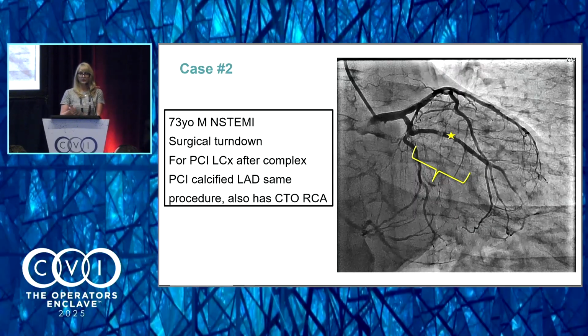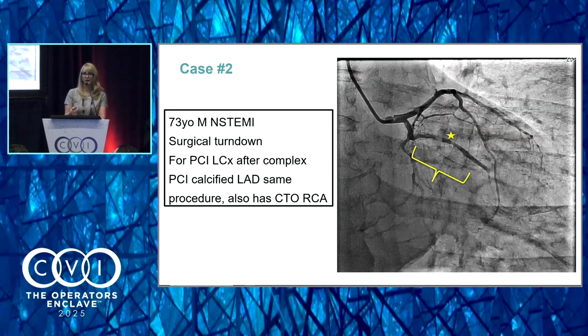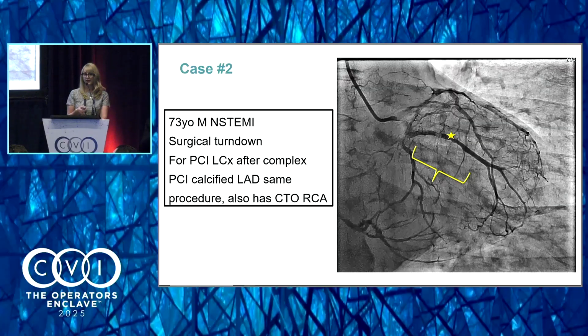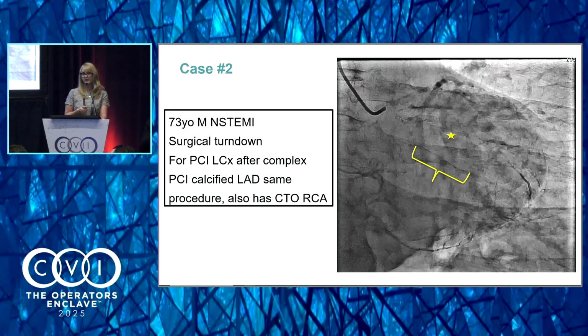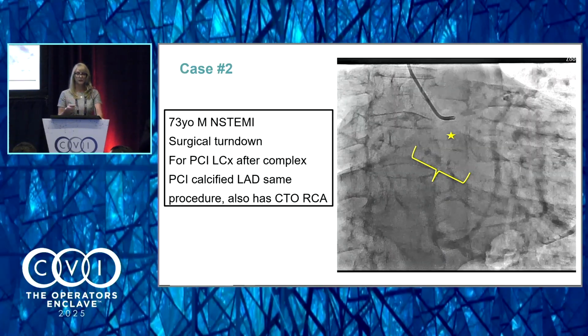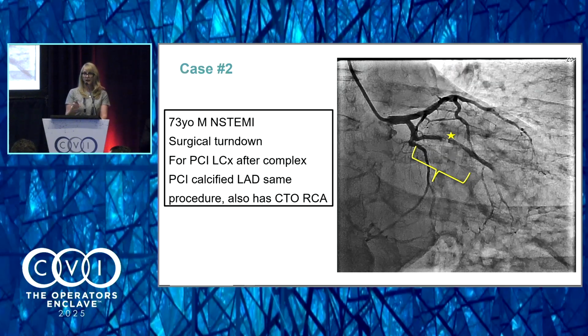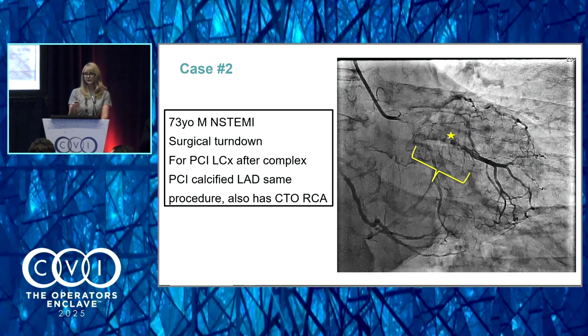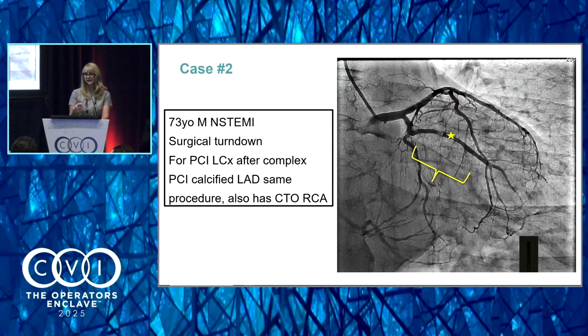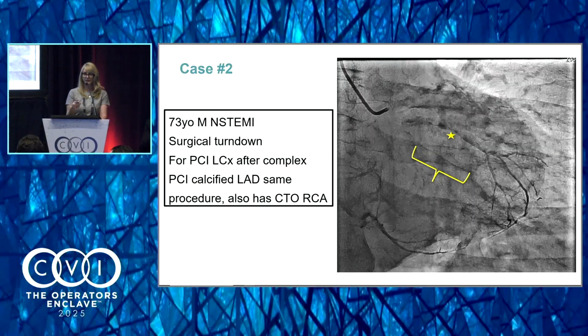This is just a quick example of another case here. A 73-year-old gentleman who had an NSTEMI, multivessel disease, and was a surgical turndown. I had actually already intervened on his LAD earlier in this case, but now I was turning my attention to this very calcified circumflex OM lesion, as you see there.